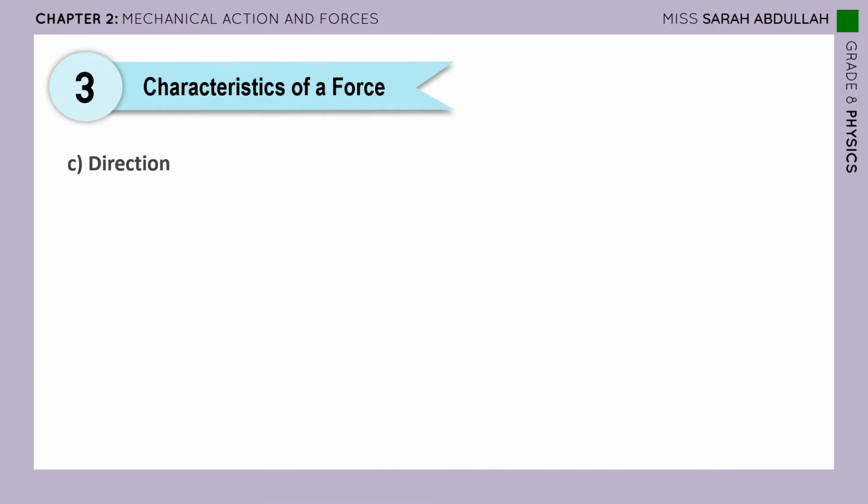But for the direction, it means that we may have two forces having the same line of action, but one is pointing up and the other is pointing down. Do I say these two forces are the same? No, they have different directions. They share the same line of action, but they have different directions. The one pointing up has an upward direction. The one pointing down has a downward direction.